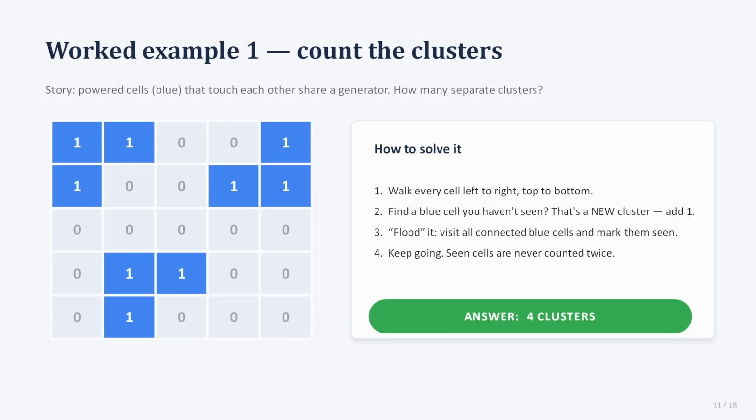So you never count them twice. Do that across the whole grid, and the answer here is 4 clusters. That is the exact pattern behind the fail-safe machines questions people reported.